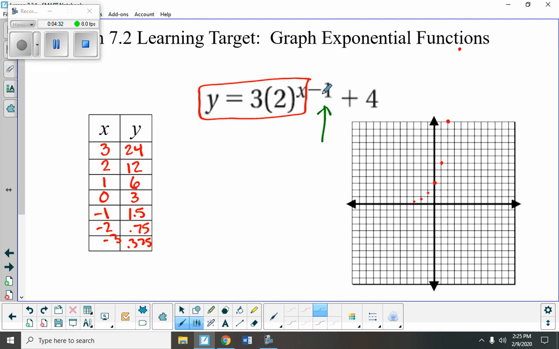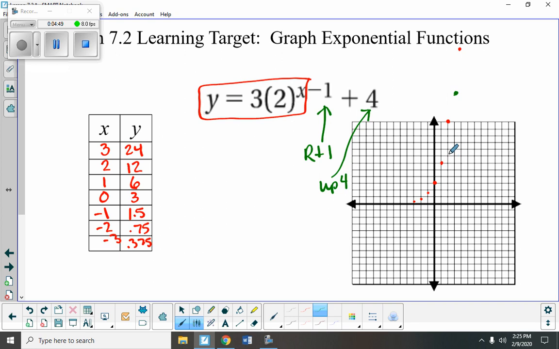And since that's a negative, you're going to go to the right one. And then you have a +4 at the end. That's a +4, so you're going to go up 4. So every point is going to go to the right one and up 4. So to the right one, up 4.